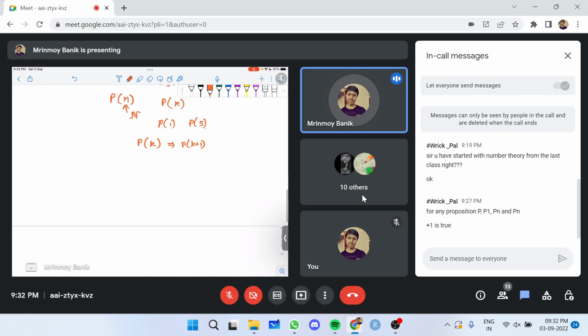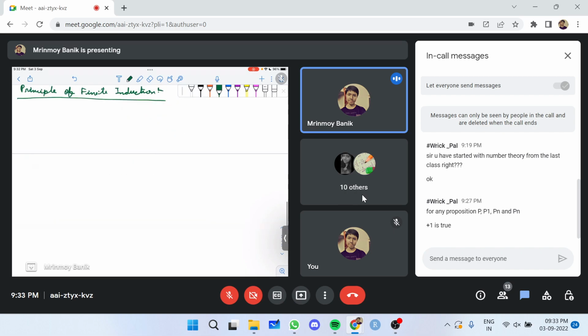Okay, so formally, there are two formulations of induction. One is called the principle of finite induction, and the other one, the principle of complete induction.